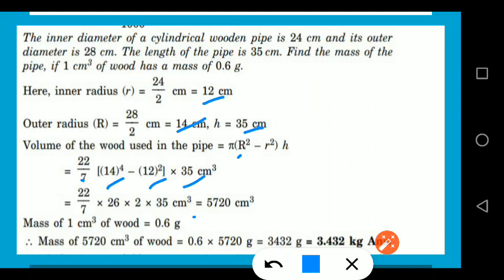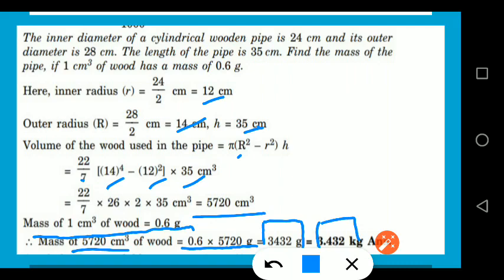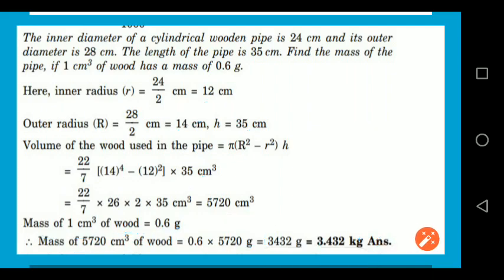And when we solve, we will get 5720 centimeter cube. Now we have to find the mass, and it was given that the mass of 1 centimeter cube is 0.6 gram. So the mass of 5720 centimeter cube is 0.6 into 5720 gram, which will come as 3432 gram, or we can say 3.432 kg, and that's our answer. Have a look.